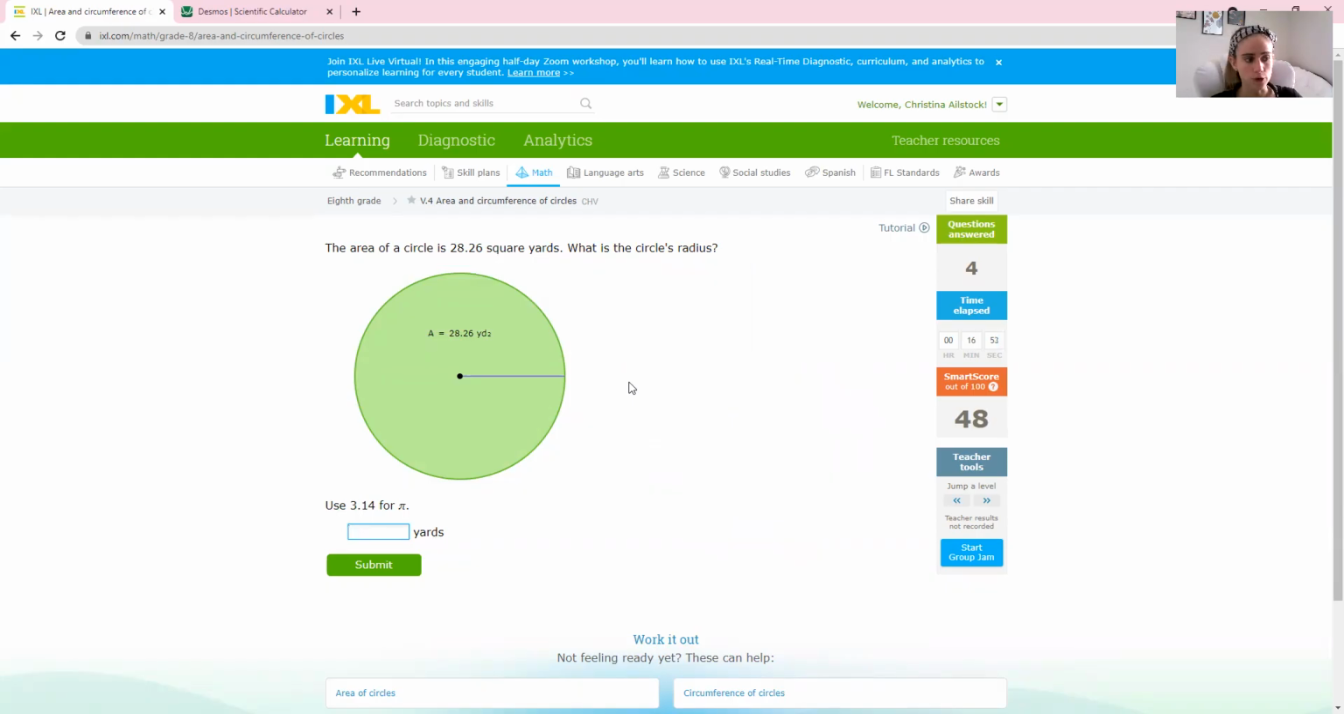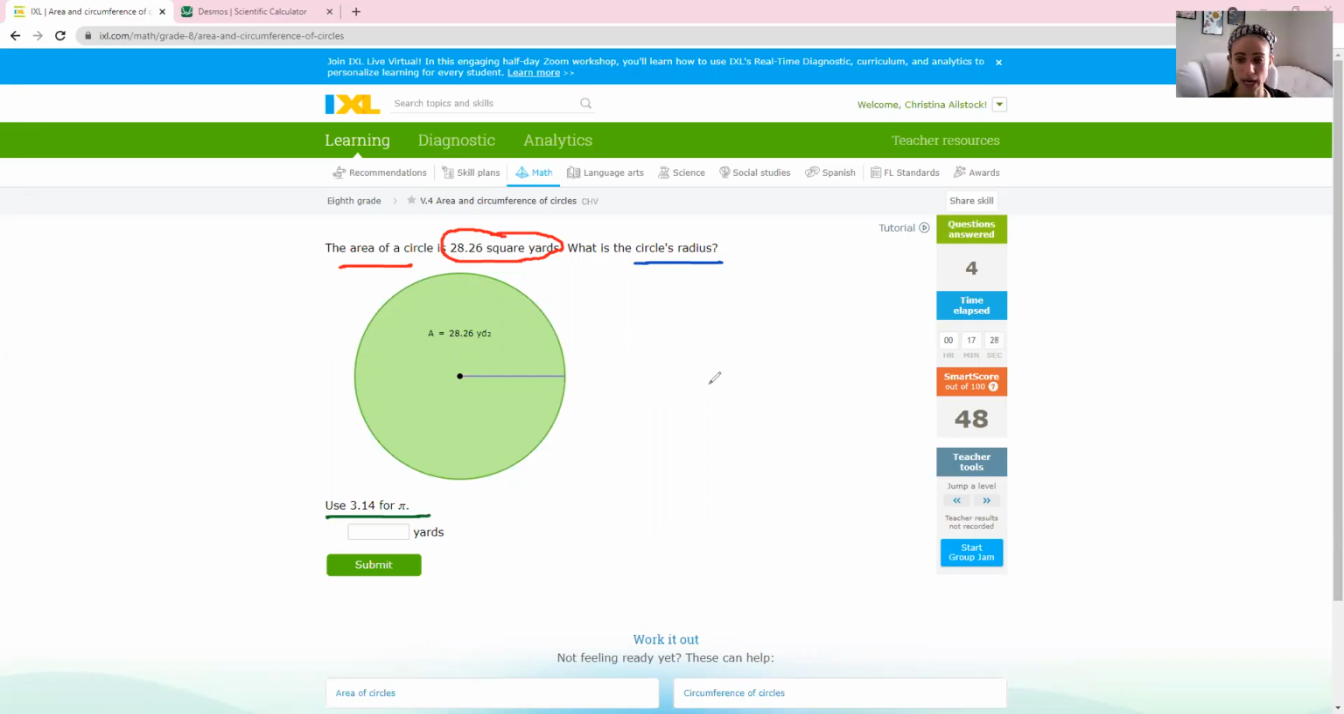The area of a circle is 28 and 26/100 square yards. What is the circle's radius? Nice. So similar to what we just did, only it's area instead of circumference. But once again, our first step is we got to identify our information so we can see what we're working with. We are working with the area, but they have given us the area and are asking us to find the radius, and we're still using 3.14 for pi.